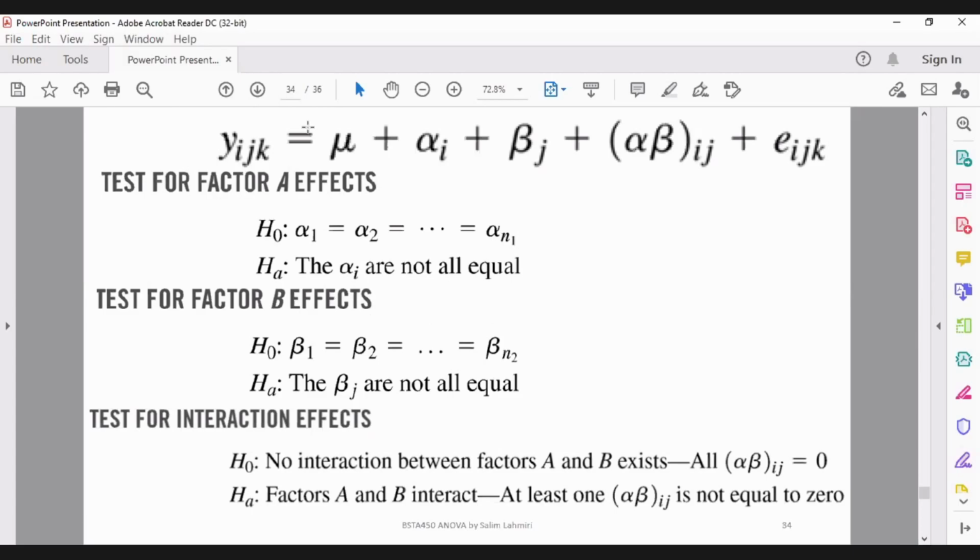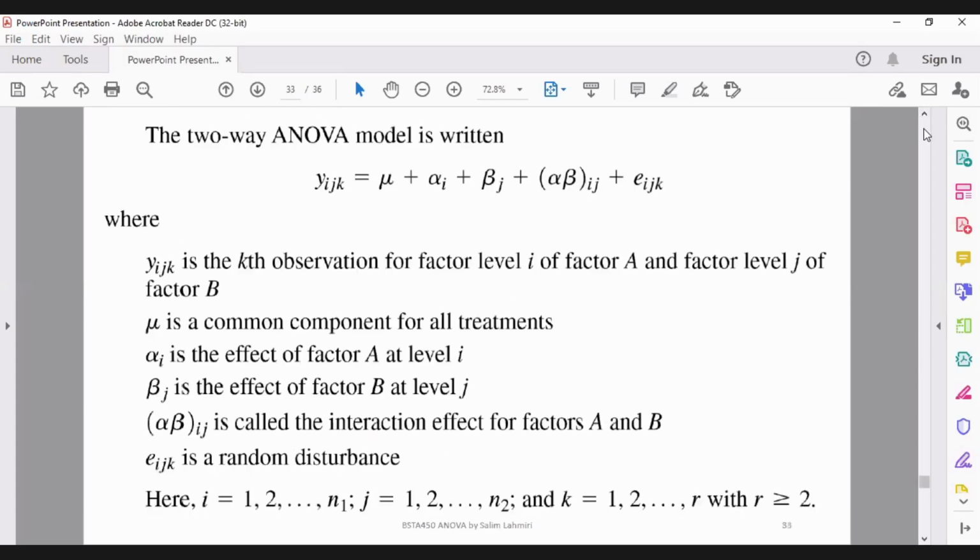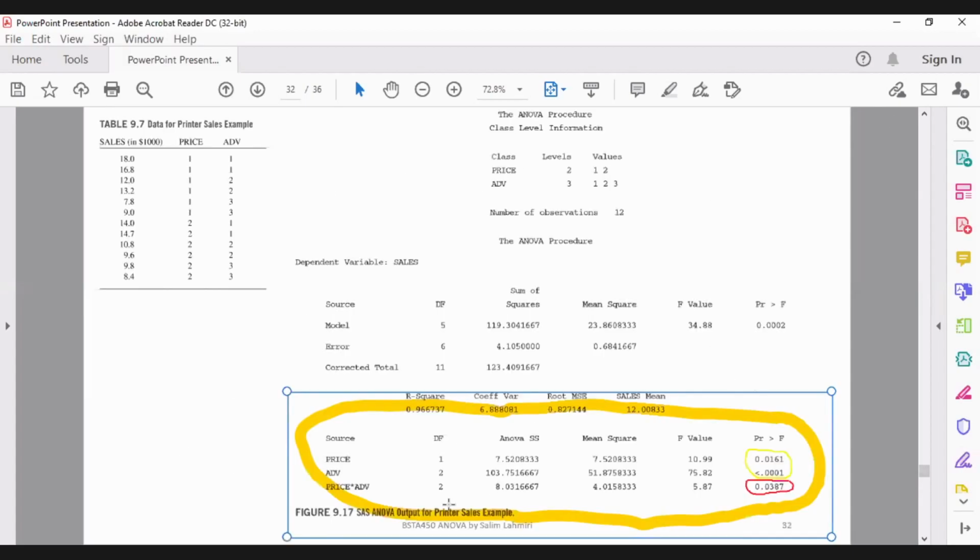So this is what is represented in this table. Exactly the same thing. You just have to look at the p-values and compare against the 5% statistical significance level. If less than 5%, reject H0; if not, accept H0.